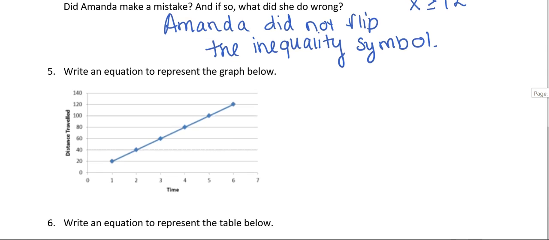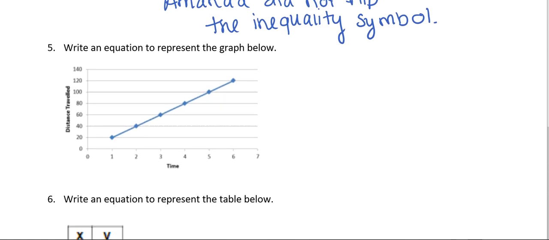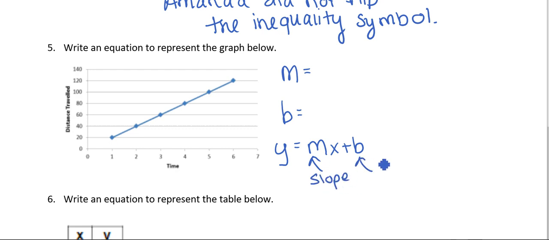Okay, number 5, write an equation to represent the graph below. So to write an equation, I need my slope and I need my y-intercept. And I'm writing it in the form of y equals mx plus b. So slope and y-intercept. We need to get really good at this. This is going to be very important for the rest of our semester in algebra.